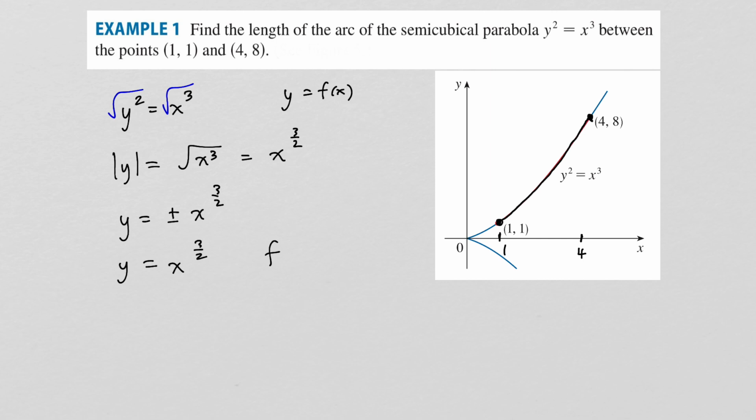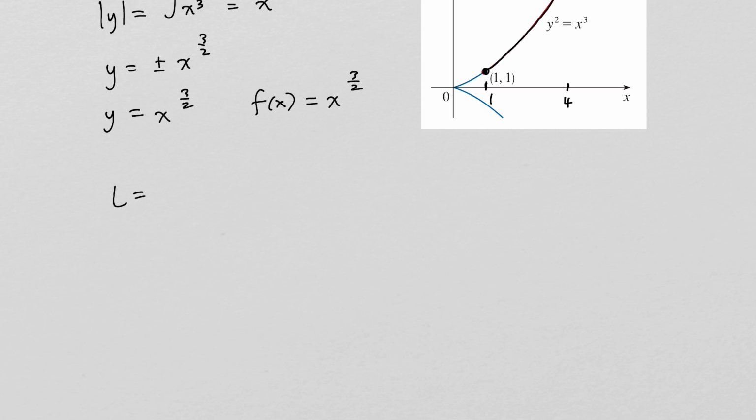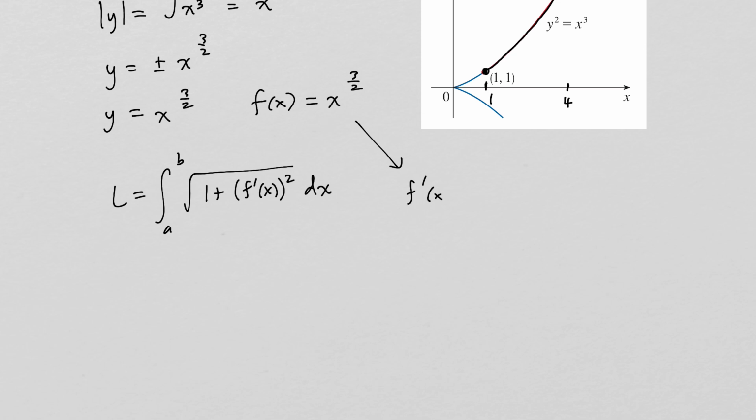So if we want to write it in function notation, my function f of x is x to the 3/2 power. Now to find the arc length, we know the formula is the integral from a to b of the square root of 1 plus f prime of x squared dx. So first thing I need to do is find the derivative of this function. We use the power rule to do that. We get 3/2 x to the 1/2.